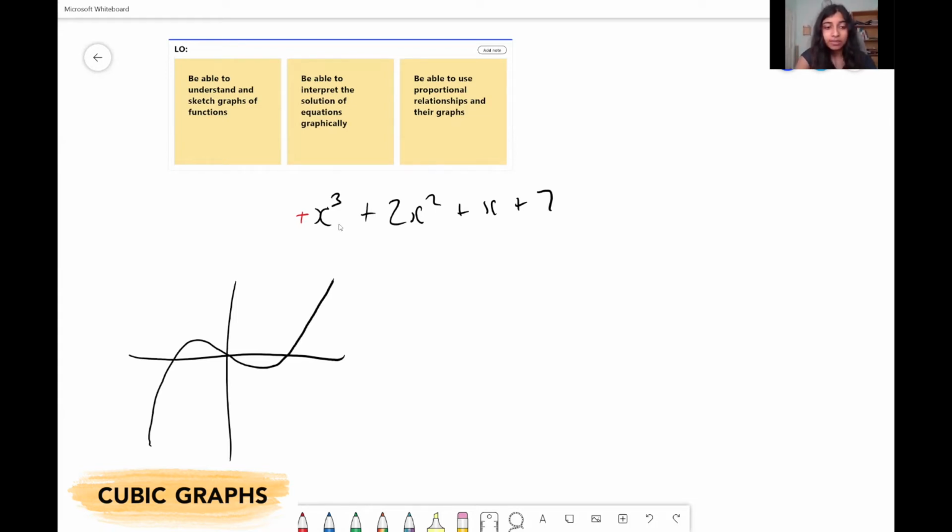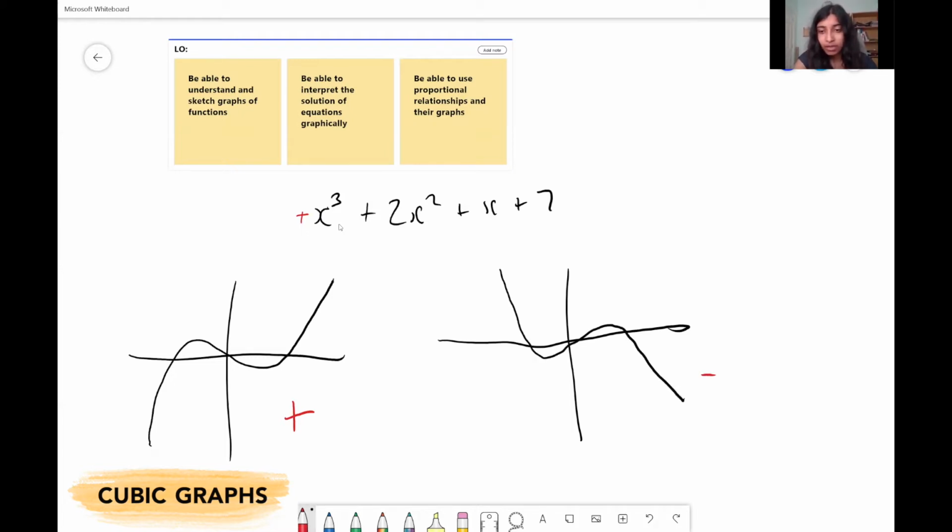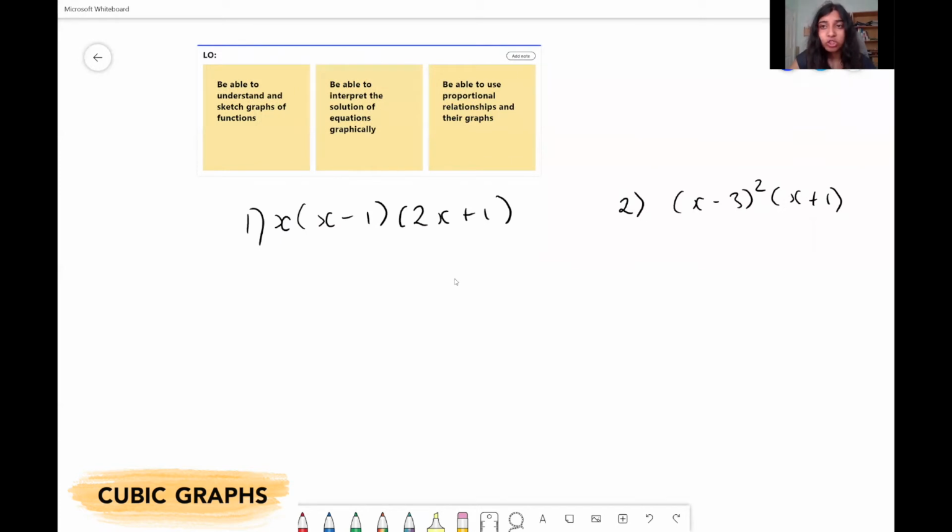So this is for if it's positive. If, on the other hand, the coefficient in front of the x cubed is negative, the graph will go from the top left to the bottom right of the graph. So it would go something like this. So this is if you have something with a minus x cubed in front of it. So that was just talking through what the shape of the cubic graph would look like.